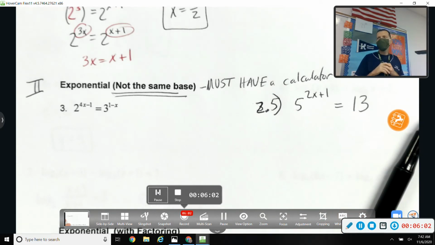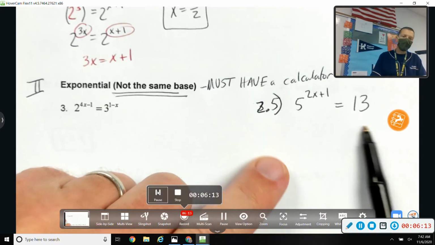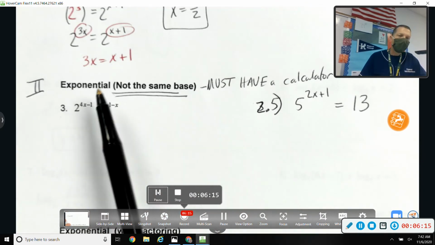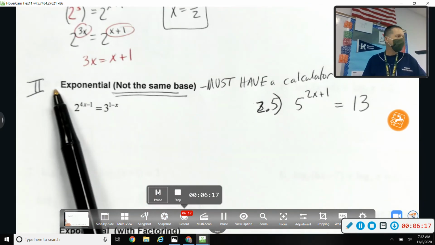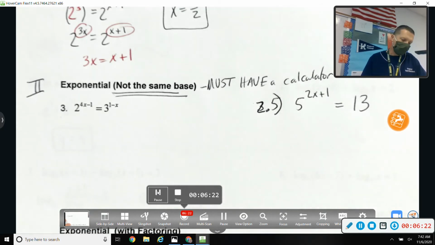13 is not 5 to something. In fact, you said it was prime, which is good. That means there's nothing you could rewrite 13 as. So you're kind of stuck with 13. 5's the same thing. I can't rewrite 5 as anything. So we're sort of stuck, which is why this is in a whole separate class of problem than Roman numeral 1. So here's the trick with these.